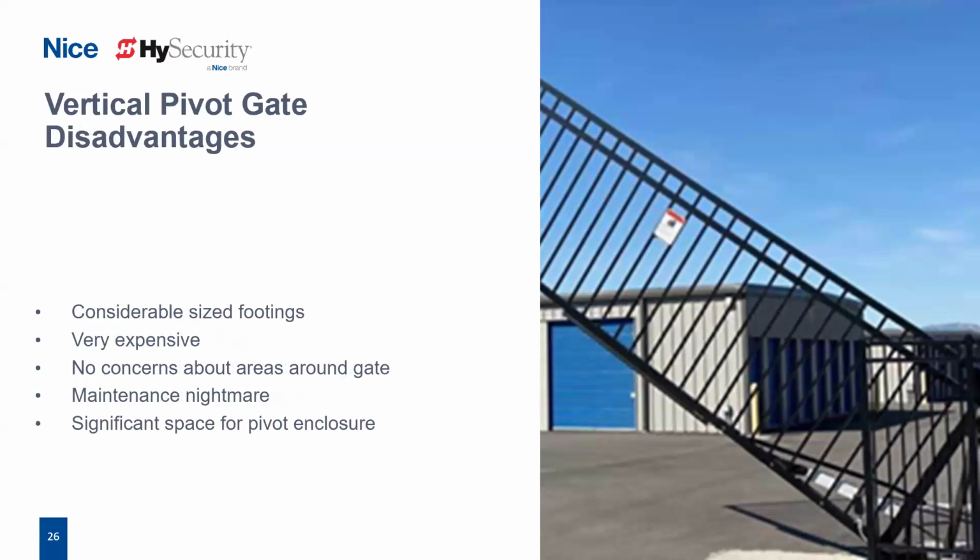Some disadvantages to the vertical pivot gate are that they have considerably sized footings. They're going to be very expensive at install. Again, remember those overhead clearance issues. These again are going to be maintenance nightmares, so we want to make sure that we have our PMs covered for these. And then again, remember that the footprint's going to be quite large, so keep that in mind for your site considerations.